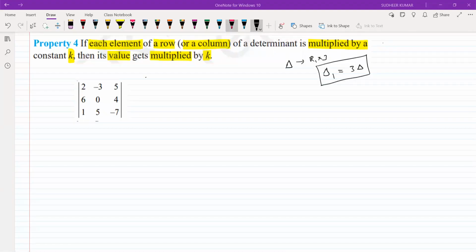Let us consider this as the determinant of A. Right? Now, suppose R1 is multiplied by 3.